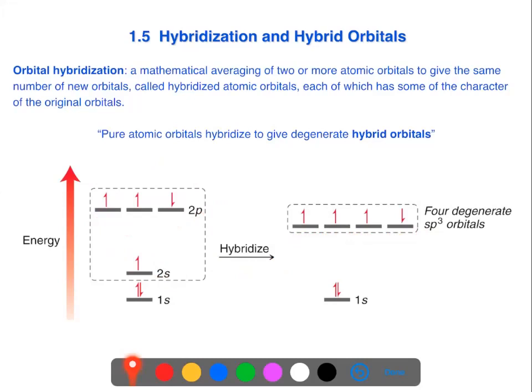Orbital hybridization is, in a sense, a mathematical way of describing the mixing of pure atomic orbitals. We're not going to be focusing on the mathematics behind it, but we will look at the relative shapes of the orbitals that result from this mixing. So when we mix the pure p's with the s, we refer to this mixing as hybridization, and the net result is we form hybridized atomic orbitals. These hybridized atomic orbitals will have some character of the original orbitals.